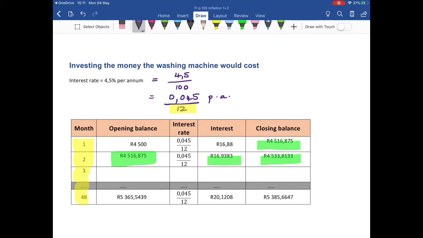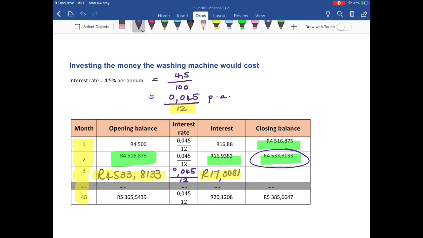Right, so I'm going to show you how to do month 3. Remember, the closing balance of month 2 becomes the opening balance, which is going to be 4,533.8133. Remember, we only round off in the final month. Right, the interest rate is going to be the same, 0.045 over 12. And if we do that on our calculator, you will see that we will get a value of 17 Rand 0081.